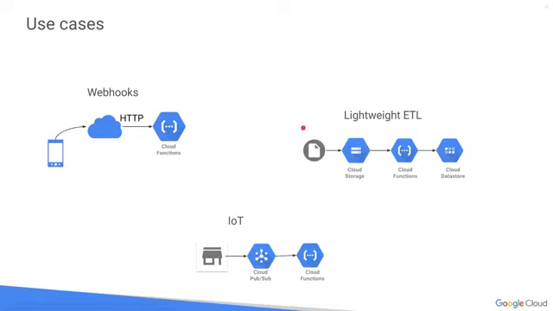You can use Cloud Functions to perform lightweight extract, transform, load, or ETL operations. For example, when a file is uploaded to cloud storage, Cloud Functions can be triggered to transform and upload the contents to a database. You can also use Cloud Functions to process IoT streaming data or other application messages that are published to a Cloud PubSub topic.